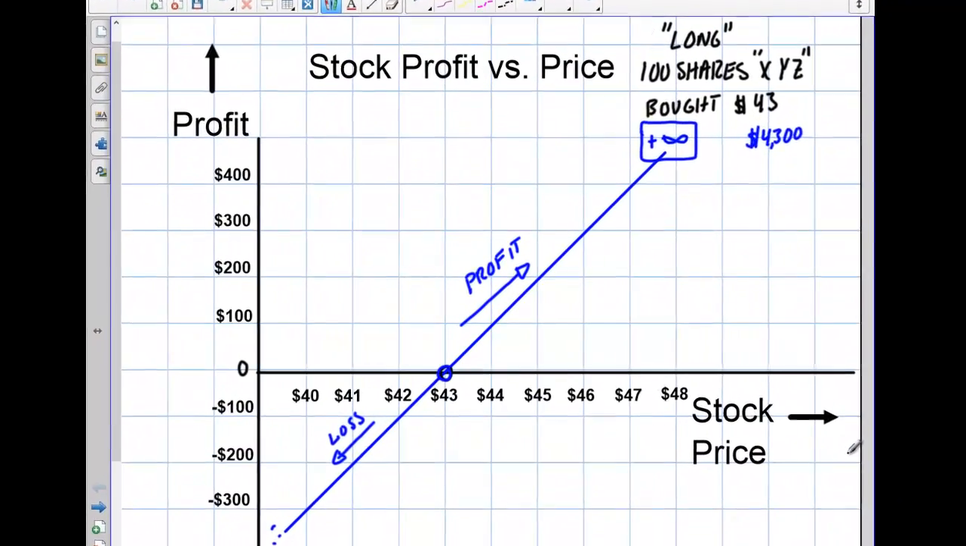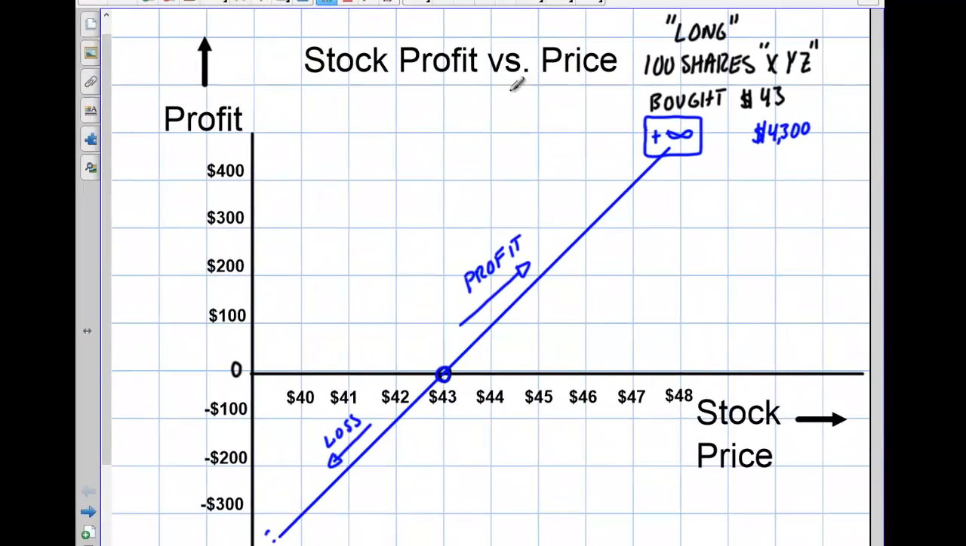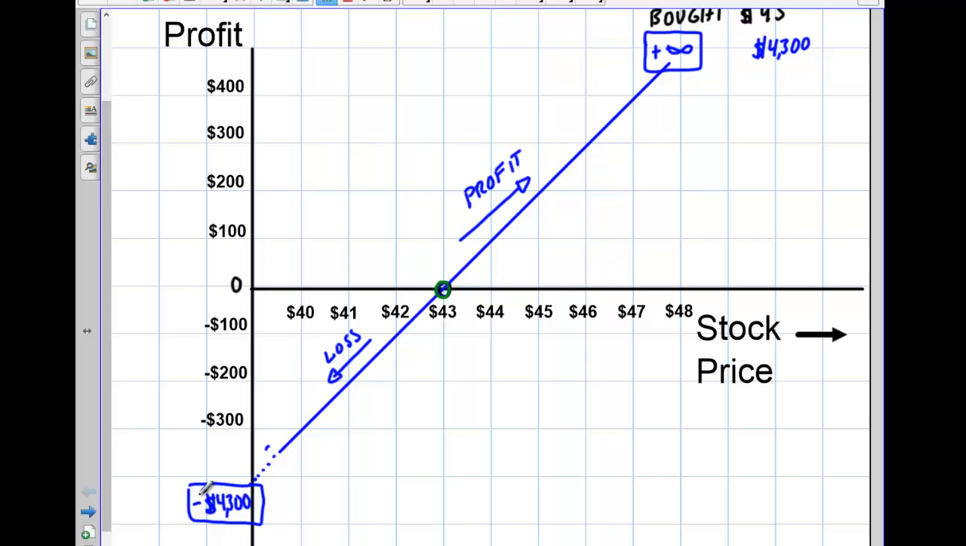In this video I'm going to talk to you now about the concept of being short stocks. So we just did the previous example where I said if you bought 100 shares of stock XYZ at $43, you paid $4,300 for it. This was your cost basis point, and anything that you moved this way was a profit, anything you moved this way was a loss, and the profit was unlimited profit and the loss was your capital commitment there, negative $4,300.